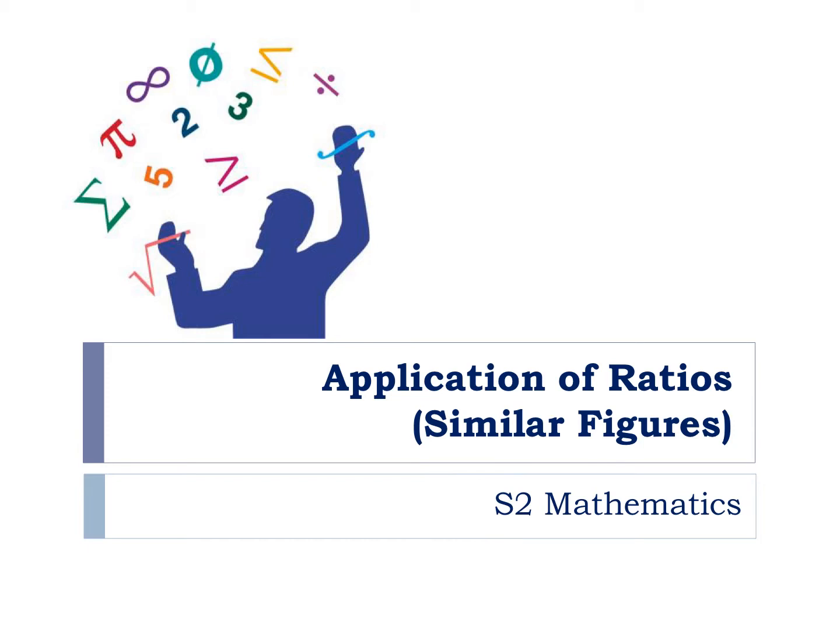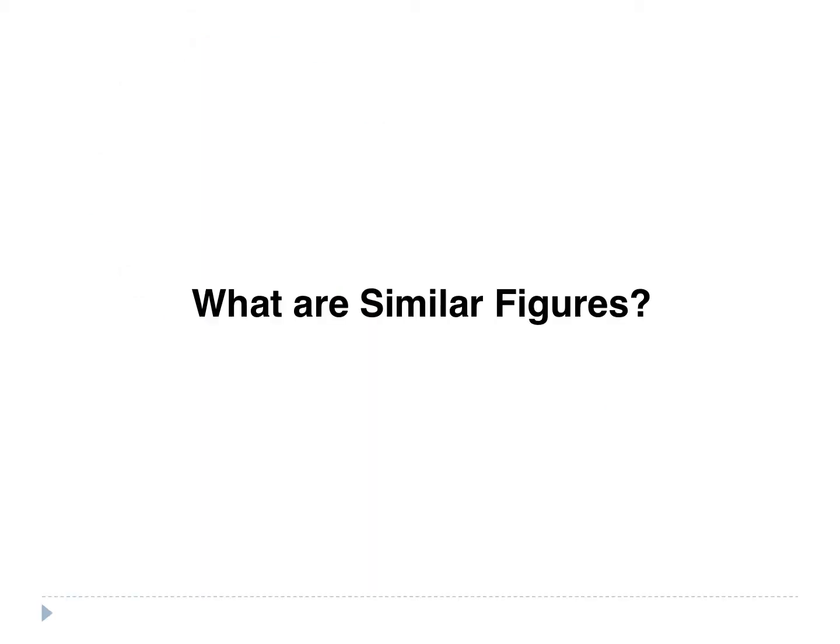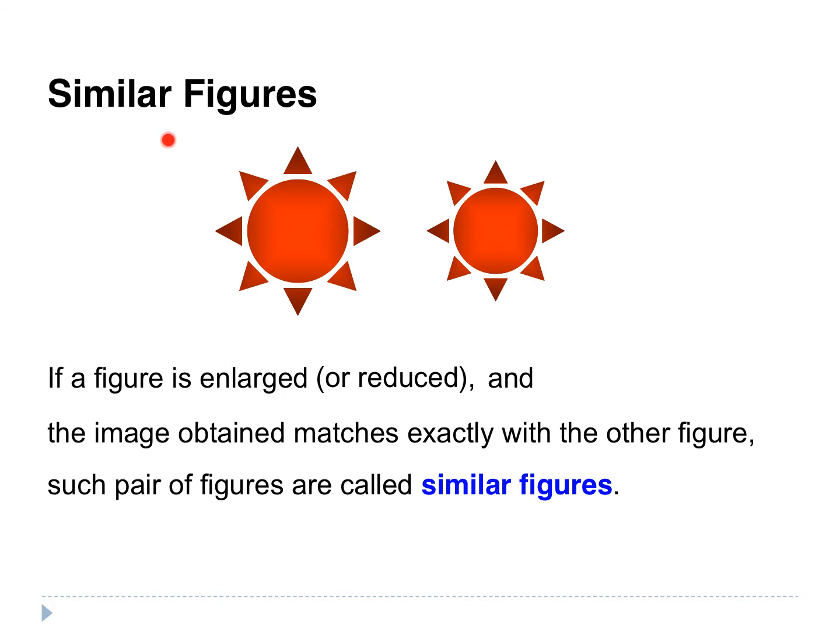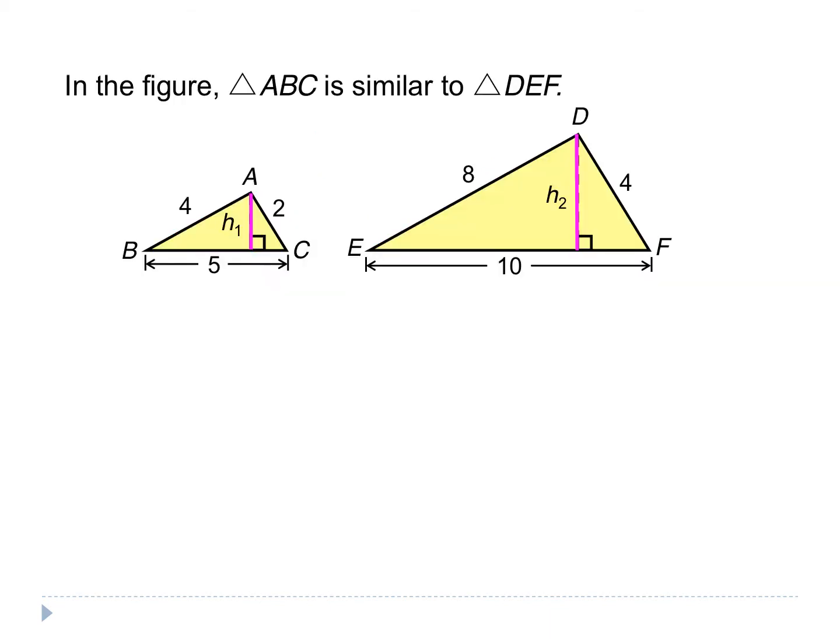So let's start. Alright, we may ask ourselves, what are similar figures? Can you remember that? Similar figures means that if a figure is enlarged or reduced, the image obtained matched exactly with the other figure. So such a pair of figures are called similar figures. Like these two are similar figures.